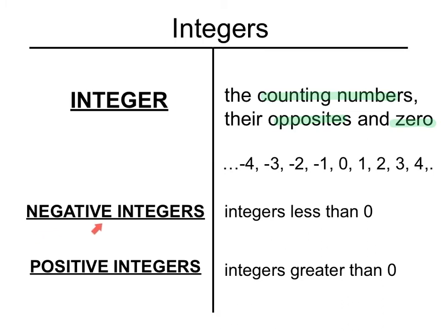Our negative integers are any integer that is less than 0. So -1, -2, -3, and -4 are all less than 0. Our positive integers are integers that are greater than 0. The integers that are greater than 0 are 1, 2, 3, 4, and so on.